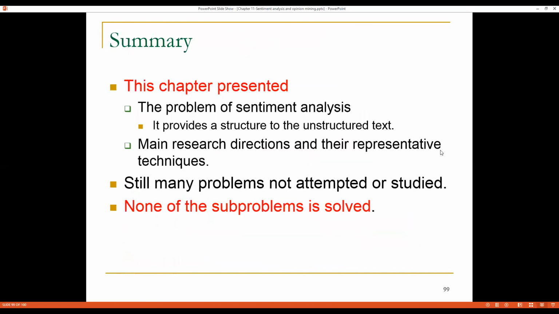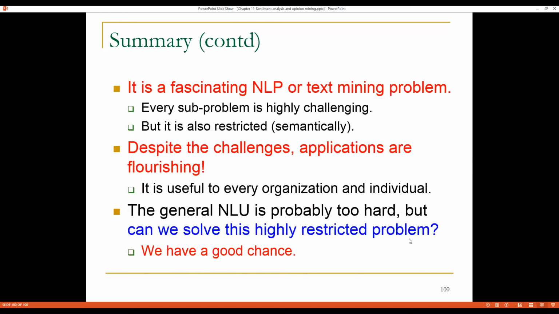And finally, the summary. The chapter presented problems with sentiment analysis, main research directions, and their representative techniques. There are still many problems not attempted or studied, and none of the sub-problems have been solved. It's a fascinating natural language processing or text mining problem. Despite the challenges, applications are flourishing. General natural language understanding is probably too hard, but can we solve this highly restricted problem? We should have a good chance.